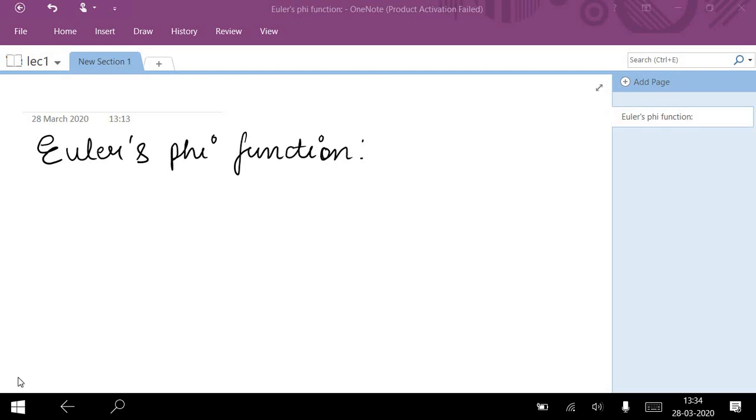Hello students, for the recommendation of the students, there are certain topics we have to cover in this lecture. So the first topic is Euler's phi function.